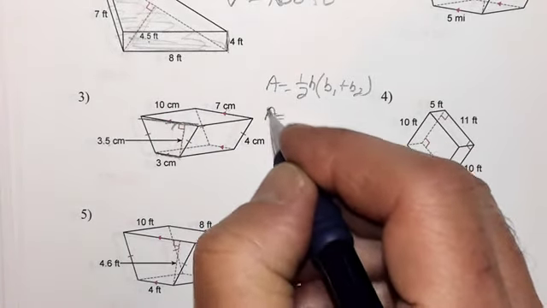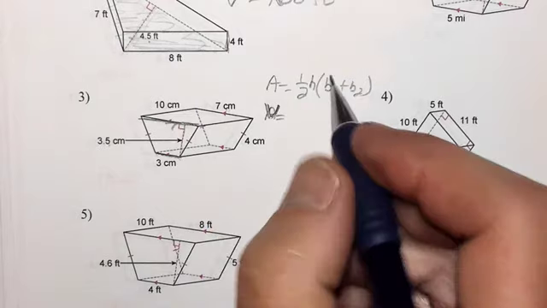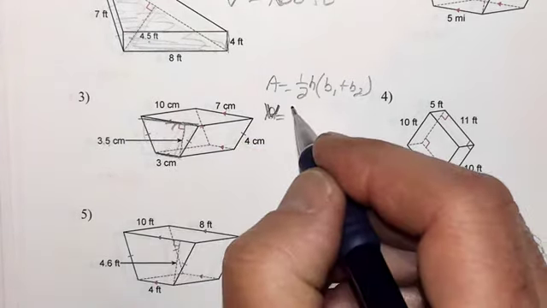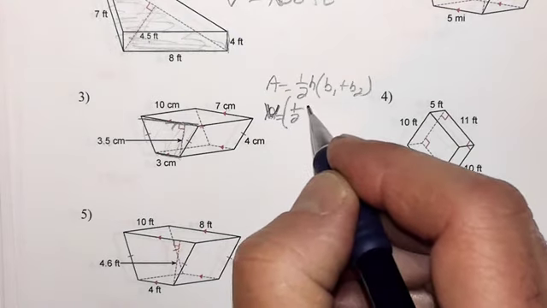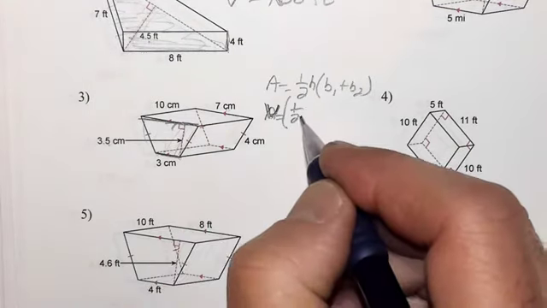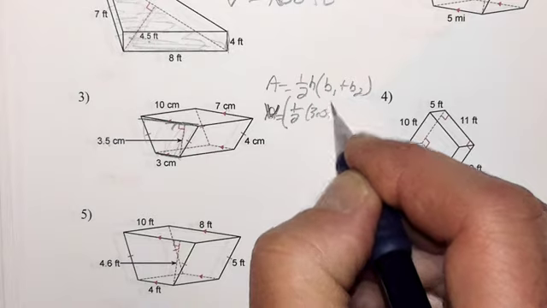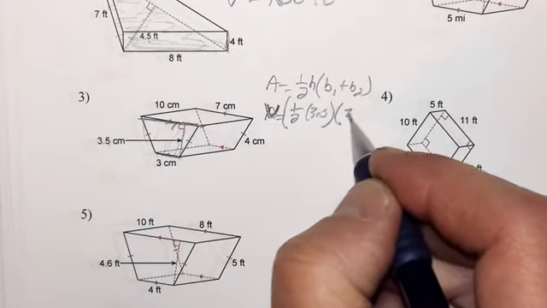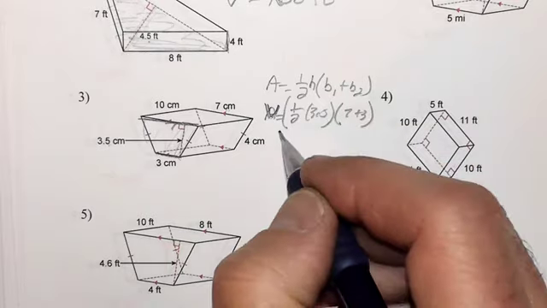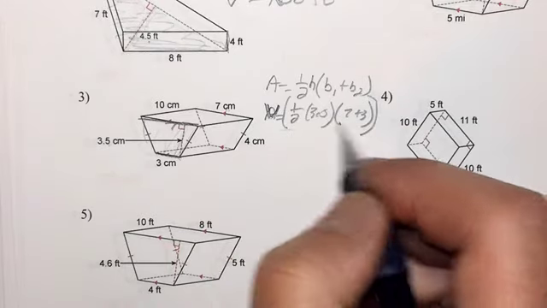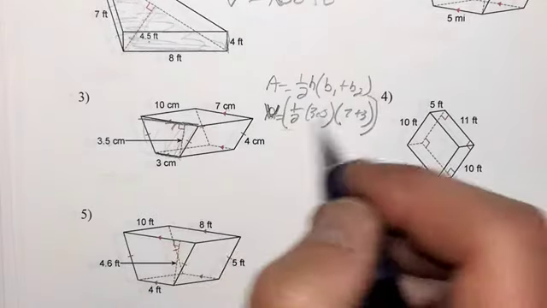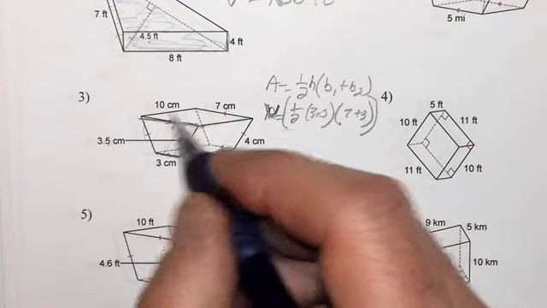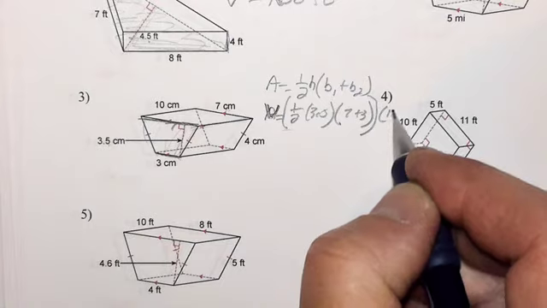So the volume then is going to equal the area of this base, which is 1/2 times the height, which is 3.5, times the sum of the two bases, 7 plus 3. So there's the area of that base, of that trapezoid, times the height of the prism, which is the distance between those two trapezoids, which in this case is 10.